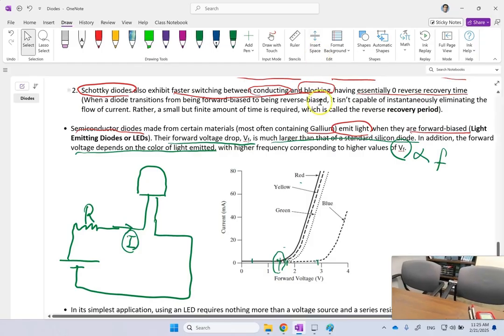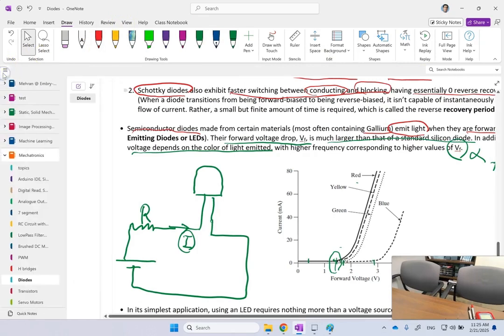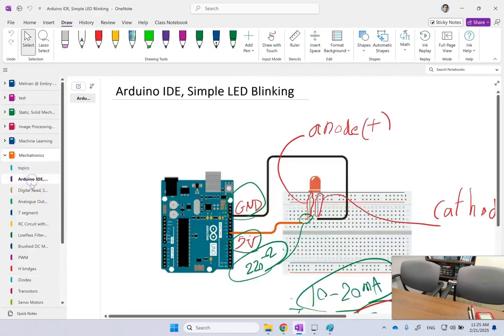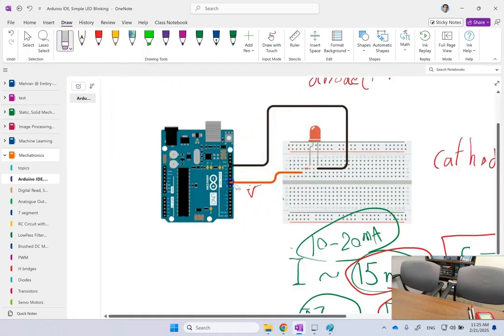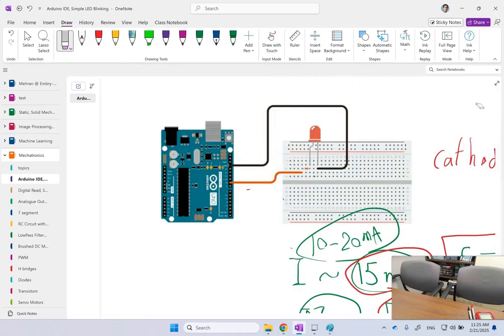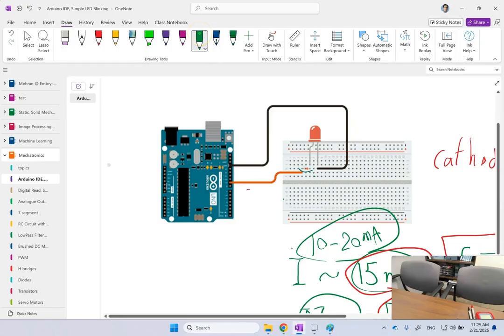And if you remember in one of my previous videos where I talked about an LED blinking, let's see if I can find it for you. Yeah, this one. You can see that I used a resistor here. And the reason is, as I said, these LEDs can only tolerate so much forward current.